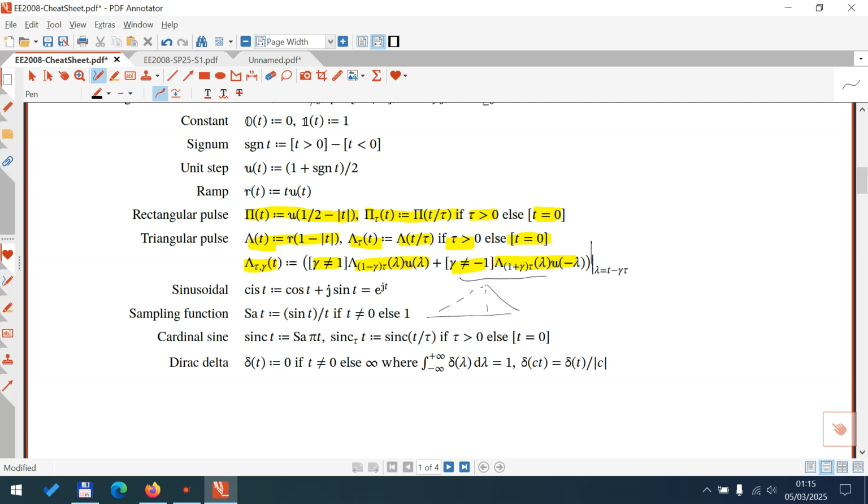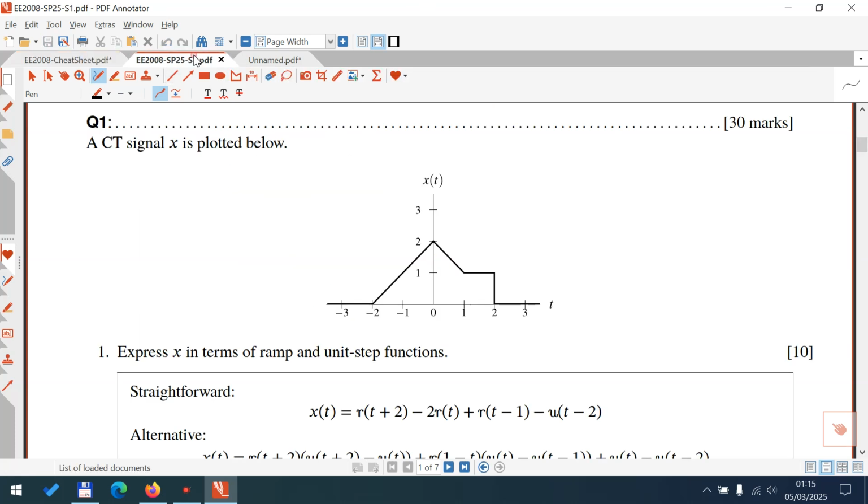And this bar with gamma, because you see we introduced lambda as the dummy variable, and that lambda is equal to t minus gamma tau. This is the shift to the right, which was needed to have a tau here, a minus tau here, and gamma tau here. So I think that's all you need to know for the modification. Now let's get to the sessional exam and see what this means for you.